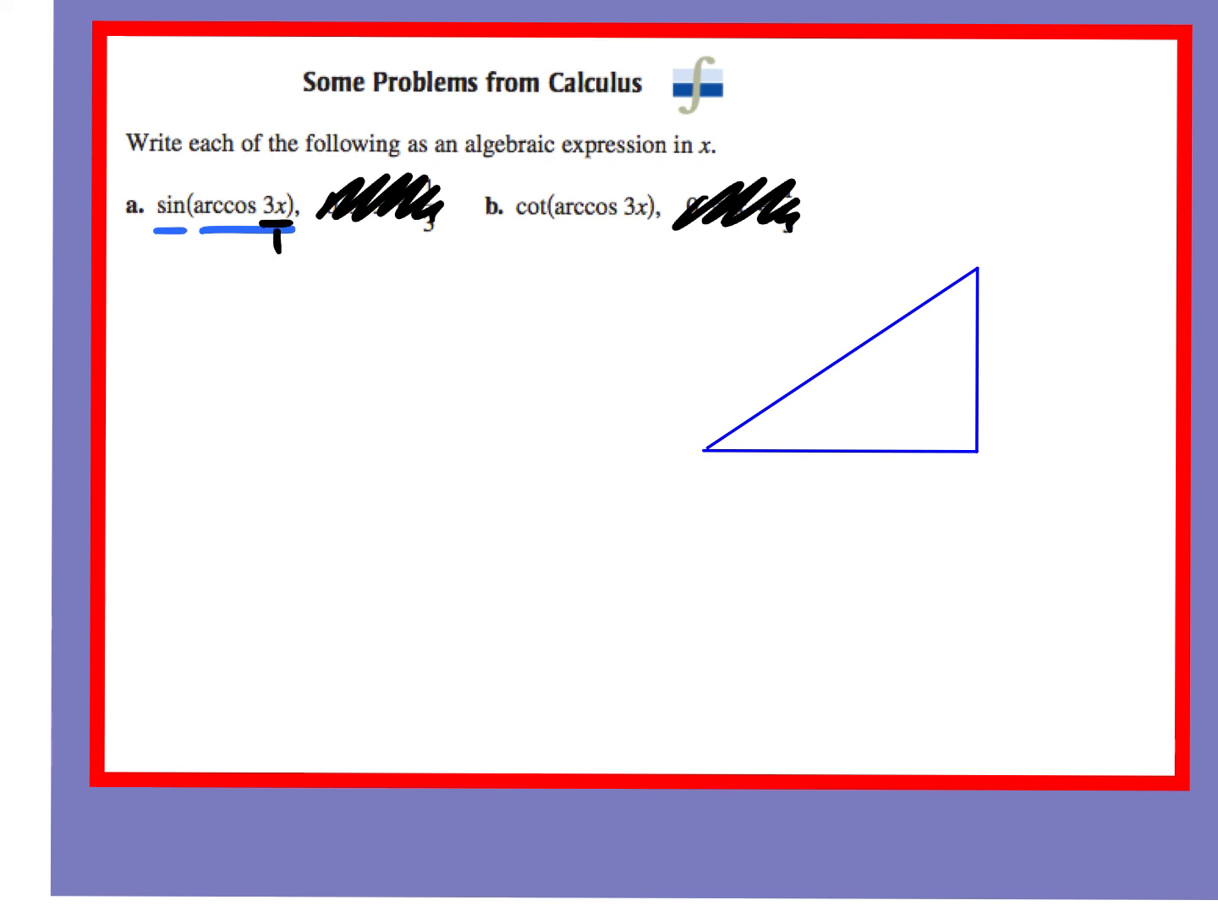All right. So arc cosine. Cosine is what? Adjacent over hypotenuse. So what's my adjacent? 3x. What's my hypotenuse? 1. Beyonce told me that. All right. Now I need to solve for my other side. So now I have the quantity of 3x squared plus b squared is equal to 1 squared.